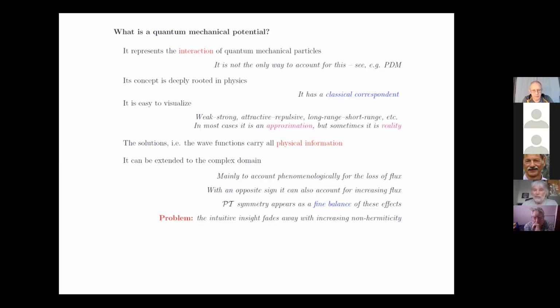And if you combine the two, you reach PT symmetry, where the most important aspects of PT symmetry come about because of the fine balance of the emission. The two signs correspond to loss of flux and increasing of flux, and the balance of the two will give you PT symmetry. And here, as I mentioned, the problem is that if we are not too far away from the Hermitian situation, we more or less can follow what is happening. But if we go far away into the non-Hermitian region, then something strange will usually happen.